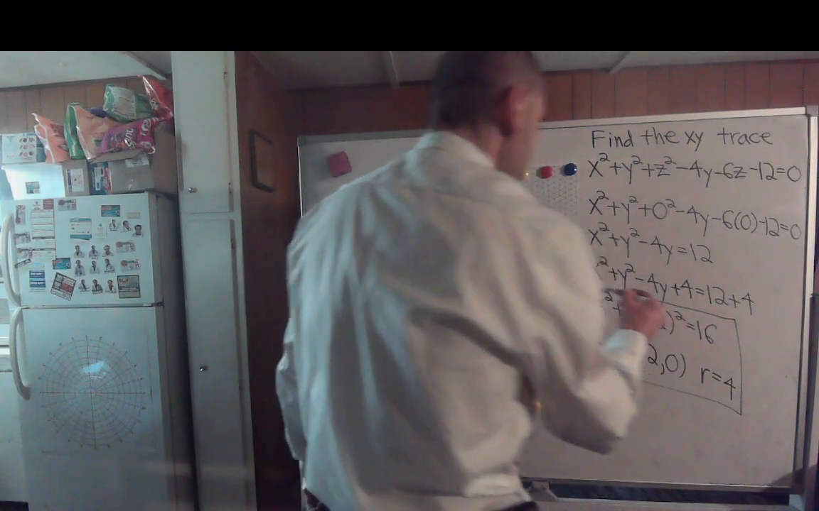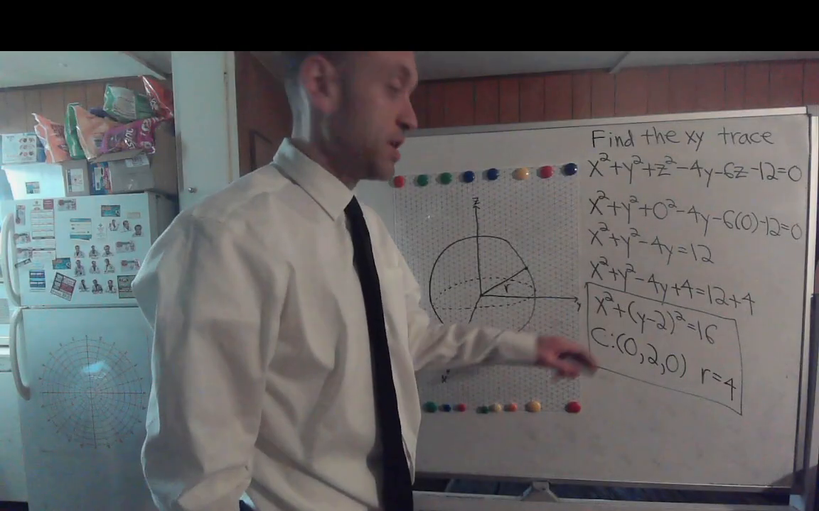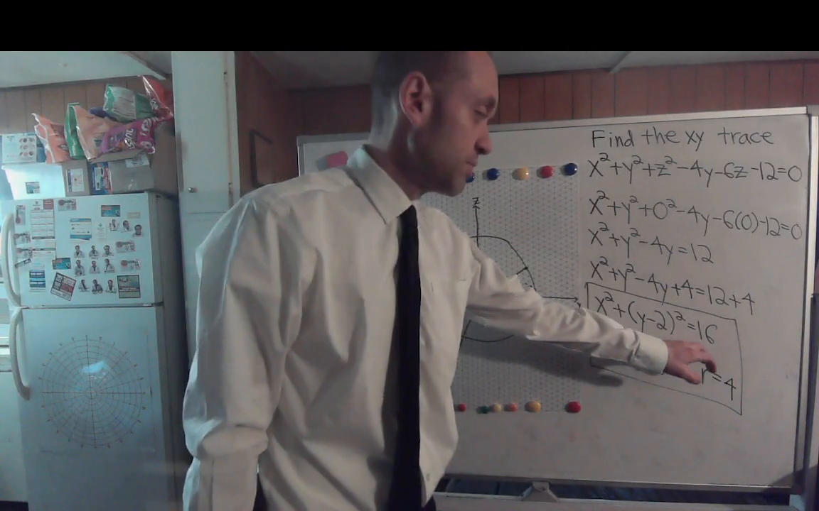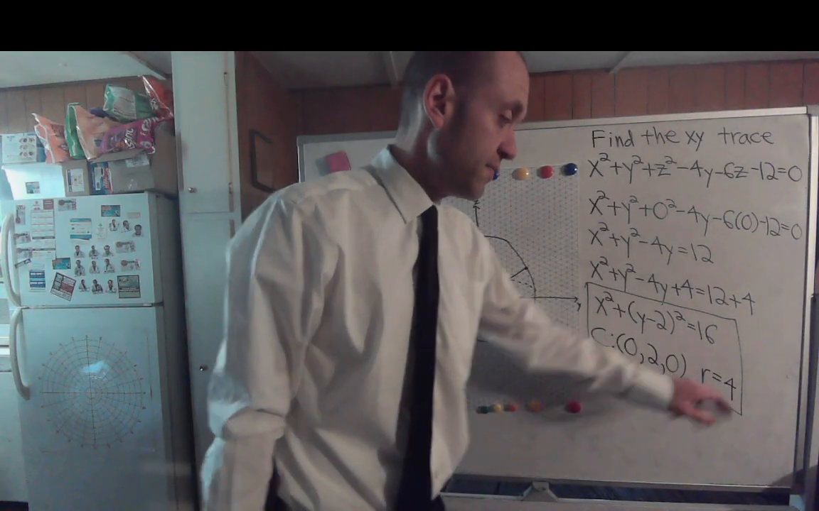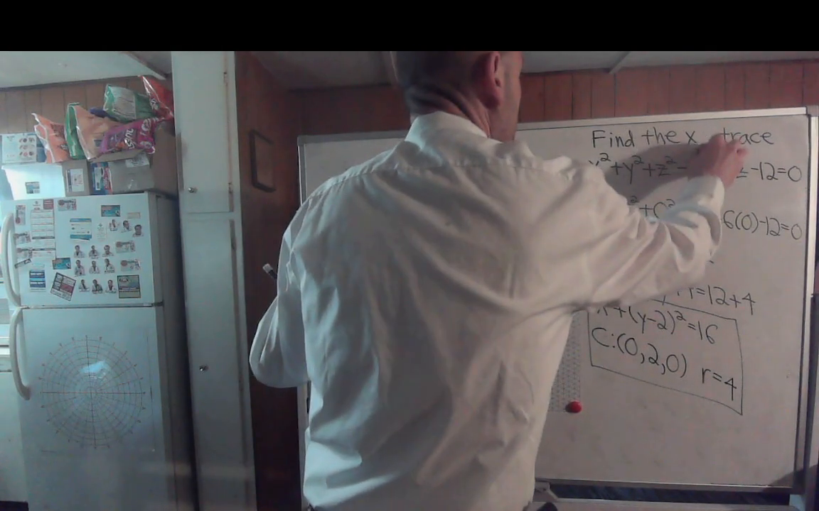So for your xy trace, you end up with a circle in the xy plane with the equation x squared plus the quantity y minus 2 squared equals 16, center at 0, 2, 0, radius of 4. Next, we're going to find the xz trace.